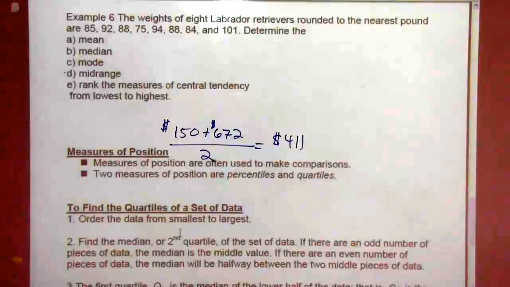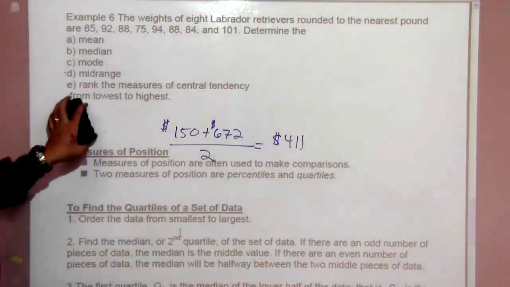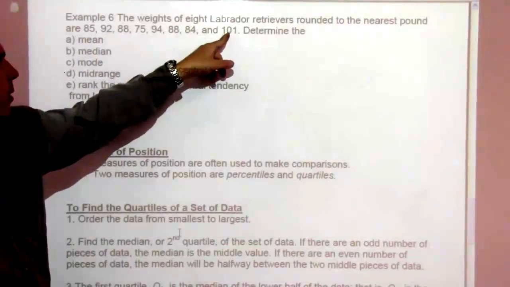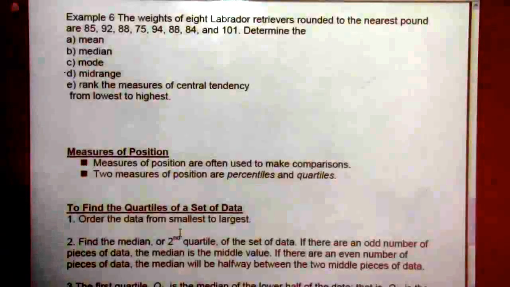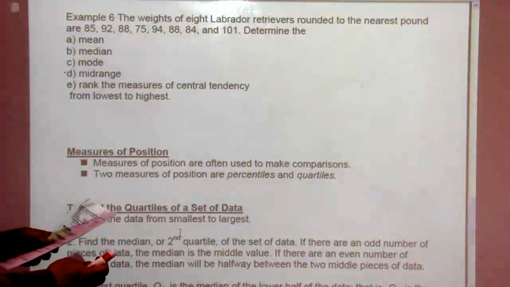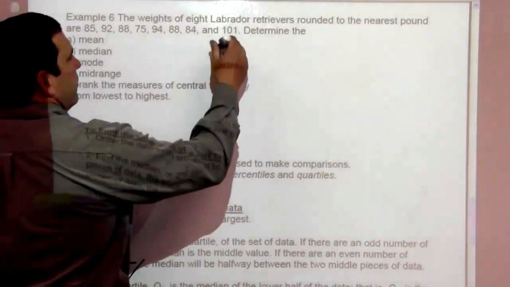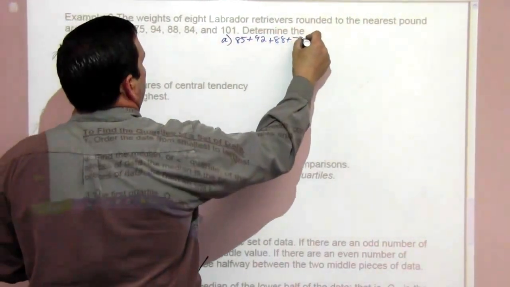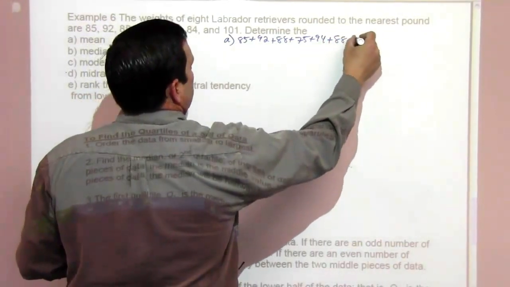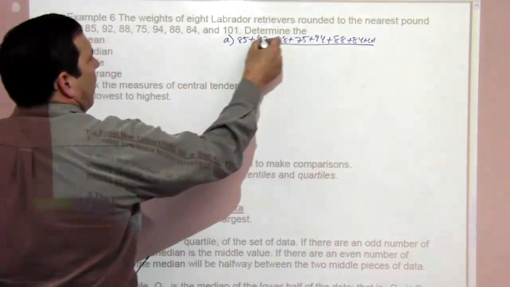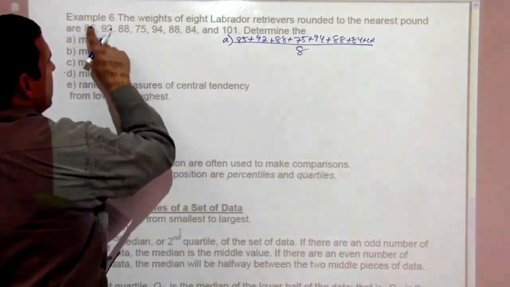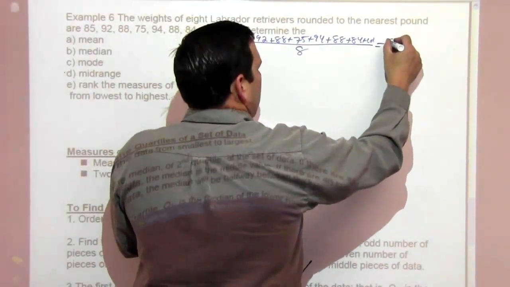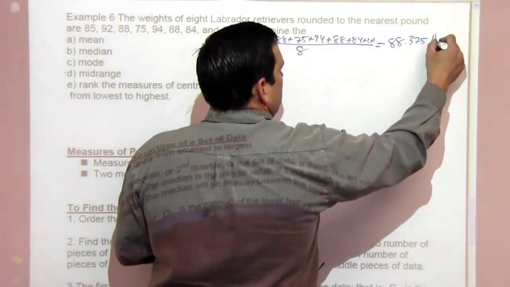So example 6: the weights of 8 Labrador retrievers, rounded to the nearest pound, are 85, 92, 88, 75, 94, 88, 84, and 101. My Labrador is 75, last time I weighed him. So find the mean. For A, it's going to be 85 plus 92 plus 88 plus 75 plus 94 plus 88 plus 84 plus 101. After we add it up, we divide by 8 because there are 8 data points: 1, 2, 3, 4, 5, 6, 7, 8. And we come up with 88.375 pounds.